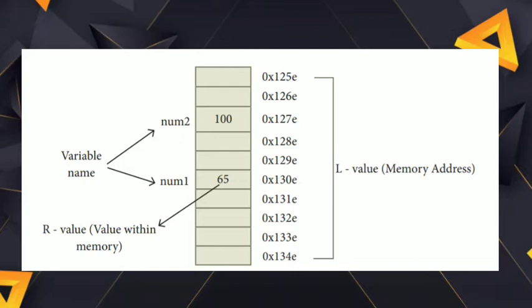For an example, L value is called memory address. 65 is the R value called value within memory. M1 is 65, M2 is 100. This is called an example for memory allocation. Okay, this is an easy one. Remember that memory addresses are all in the form of hexadecimal values only. All are in a hexadecimal form.